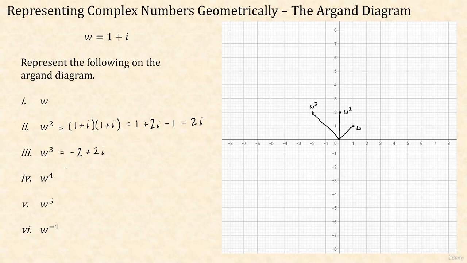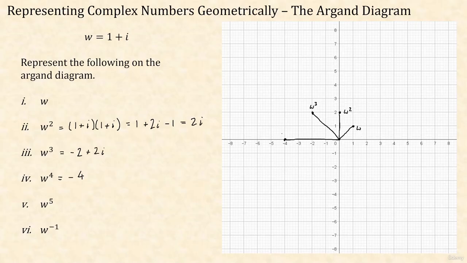Now this is a great time to start making predictions and trying to spot patterns. Where do you think w to the 4 is going to go? Well, let's work it out. So again, I'm just cheating, doing this on the calculator, but do feel free to pause and work this out yourself. When you work out w to the power 4, you get minus 4. So that's just here. That's a purely real number, no imaginary part to that.